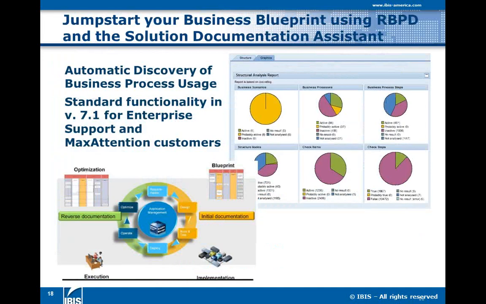And another reason to take advantage of the BPR is because then you can leverage what's called the Solution Documentation Assistant and Reverse Business Process Documentation, or RBPD. This content allows you to use this functionality in Solution Manager to automatically identify what processes are used. This is standard functionality available for customers that have either enterprise support or max attention agreements with SAP. So if you have those types of license arrangements, then you can use this functionality and automatically create a business blueprint based on usage in your system.